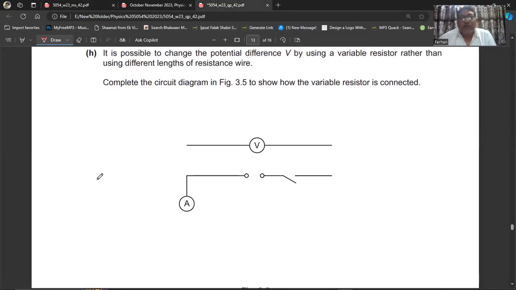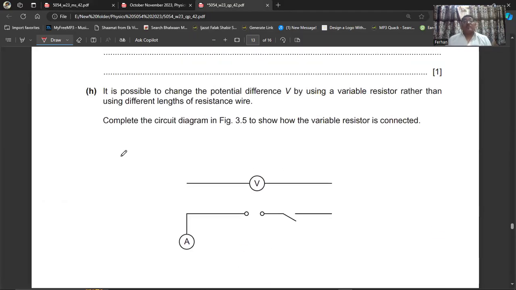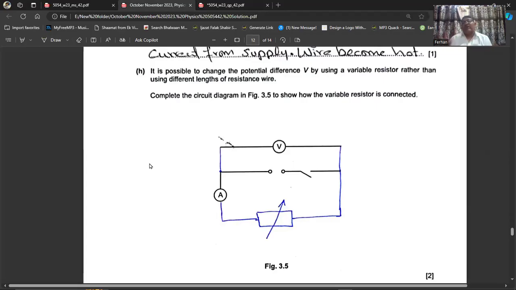Okay, so question number 3H part, it's a 2 marks question. It is possible to change the potential difference V by using a variable resistor rather than using different lengths of the resistance wire. Complete the circuit diagram in the figure 3.5 to show how the variable resistor is connected. So if instead of using that wire, crocodile clips, everything, you just remove them and use a variable resistor, you can change the resistance of the variable resistor. The V value will change, the I value will change.